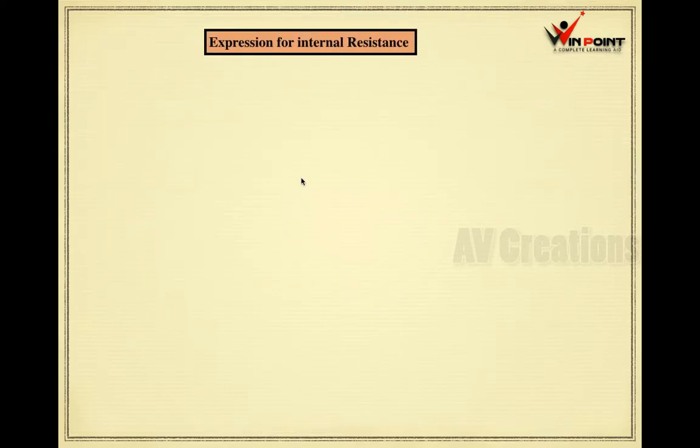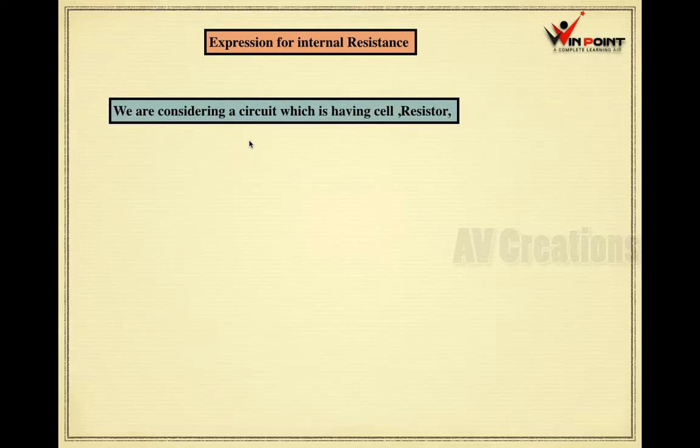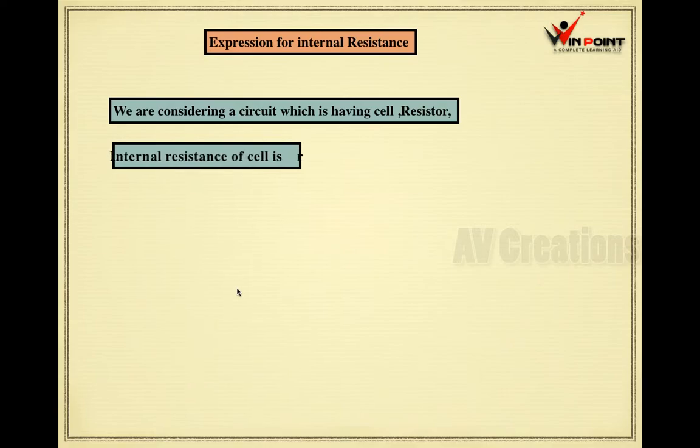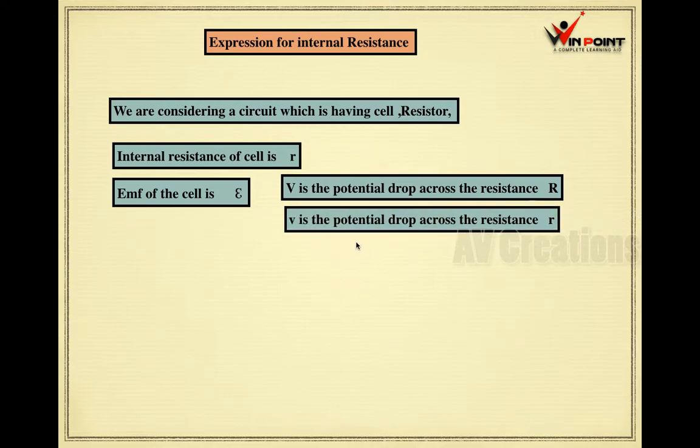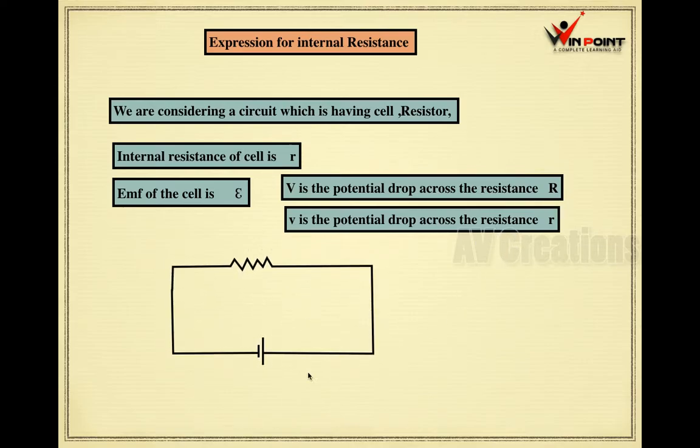Now we are going to derive an expression for internal resistance. We are considering a circuit which has a cell and a resistor. The internal resistance of the cell is r and the EMF of the cell is E. Capital V is the potential drop across the resistance R, and small v is the potential drop across the internal resistance r. So it is a cell, and the EMF of this cell is E. The resistance of this resistor is R, and the internal resistance of this cell is r.